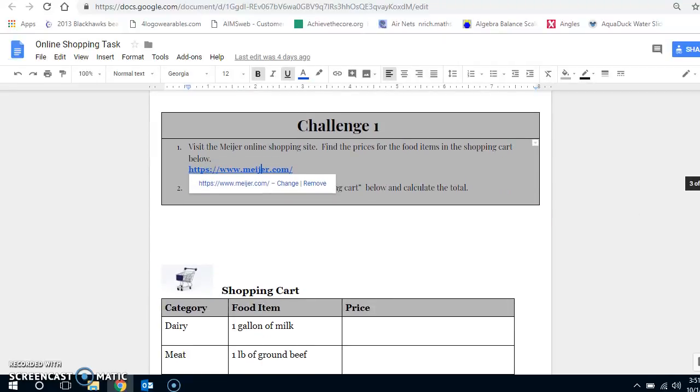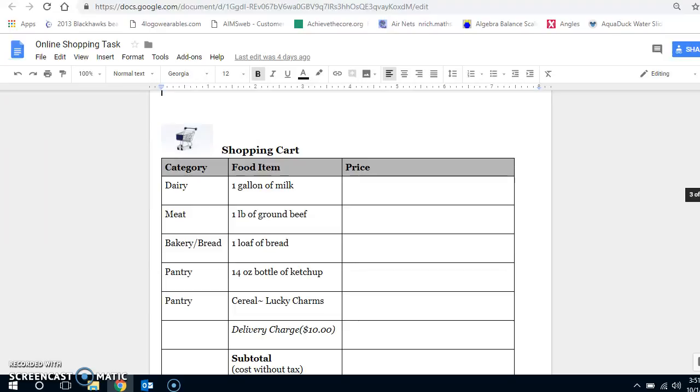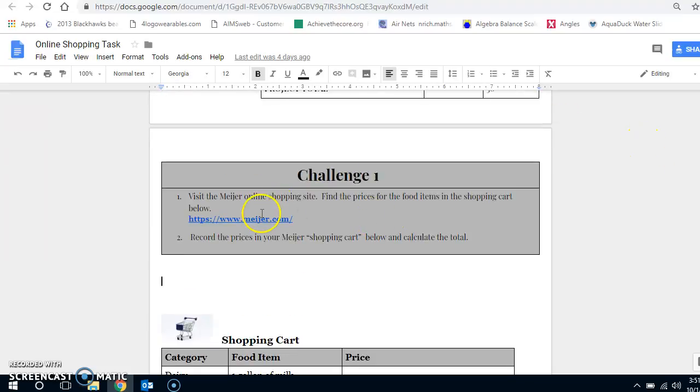Let's take a look at Challenge 1. In Challenge 1, you will visit the Meijer online shopping site. You will find prices for the food items in the shopping cart below. Record the prices in your Meijer shopping cart below and calculate the total. So you will need to search for milk, ground beef, bread, ketchup, Lucky Charms. The way that you are going to find the prices is by going to the Meijer online shopping site. Let's take a look at how to navigate that site.